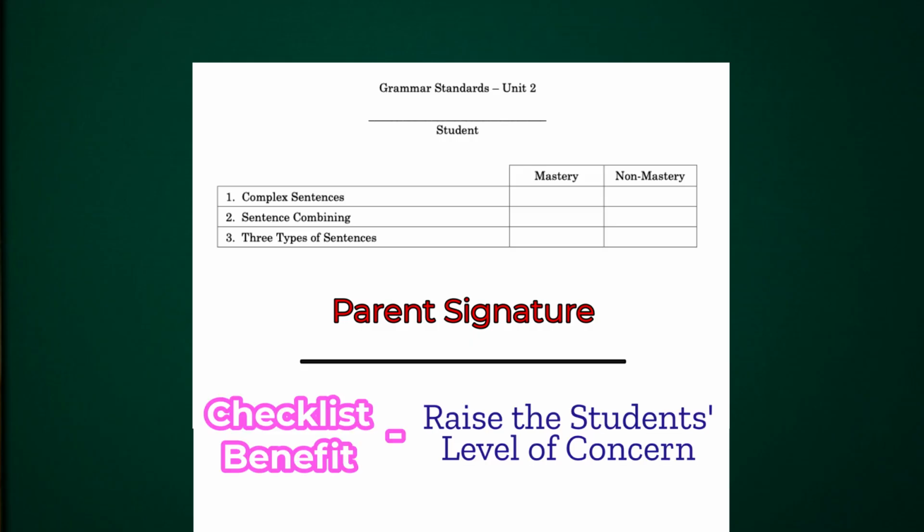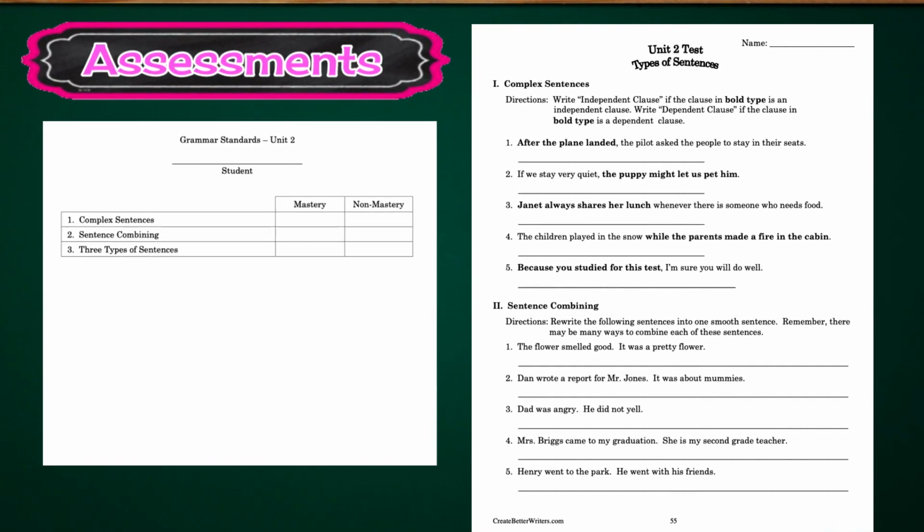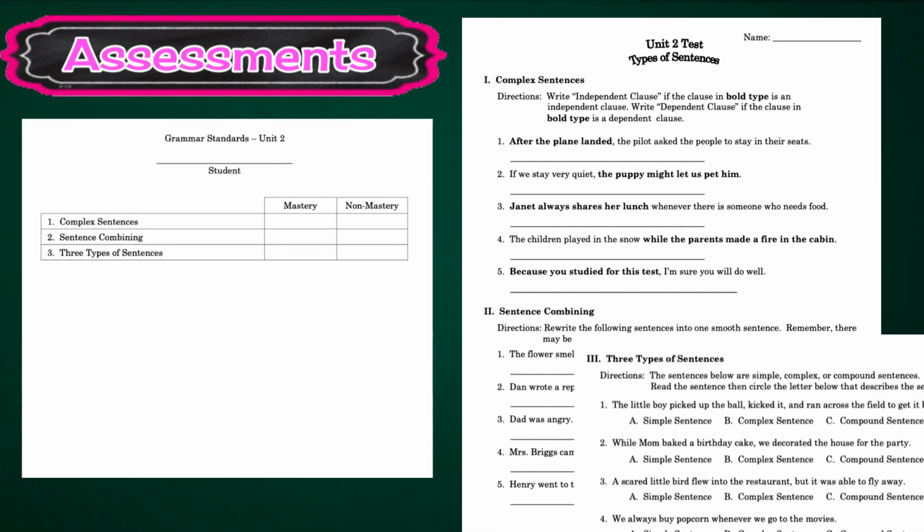So it does raise the student's level of concern right away, because after a unit or two, the students are going to see this paper and go, oh, this is the one that's going to get my parent's signature. So I better really pay attention to these lessons. Now, the main use of this parent checklist is that it works with the test. So let's take a quick look at a test.